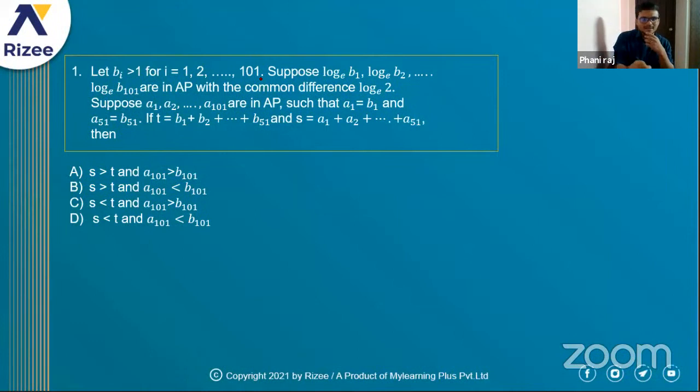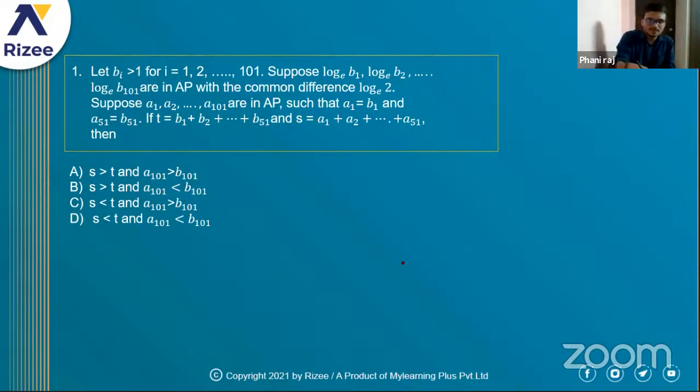Let bi be greater than 1 for i belongs to 1 to 101. Suppose log b1, log b2, and so on, log b101 are in arithmetic progression with common difference log 2. You're given another sequence of numbers which are also in AP, and it's also given that a1 is b1, the first term is the same, and the middle terms are also the same. Now, if t is the sum of the first arithmetic progression and s is the sum of the second arithmetic progression, which of the following four options are correct?